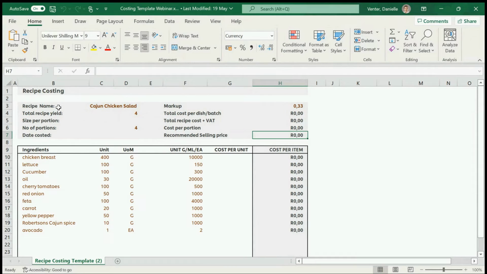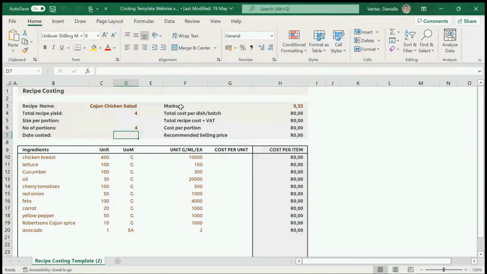Okay, so top left will always be your recipe name, which is your Cajun chicken salad, and the recipe yields 4. The number of portion sizes all depends. You can add it in there if you want. Say you're doing soup, you can say it makes 16 portions each. And add the date on there so that you know how up to date your recipe costing is.